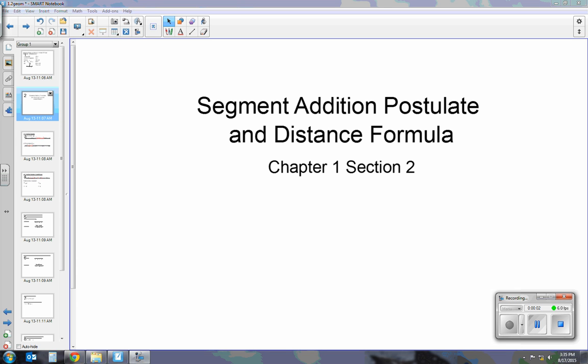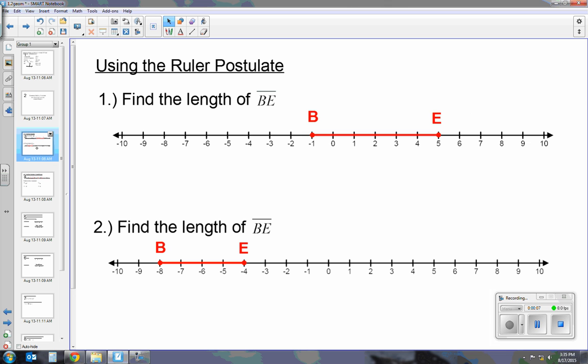Today I'm going to be talking about the segment addition postulate and the distance formula. The first postulate I'm going to be talking about is the ruler postulate.